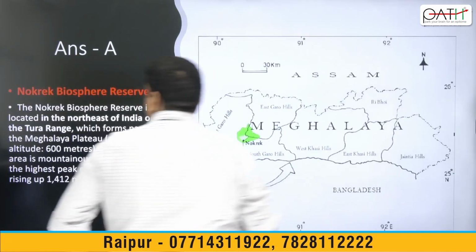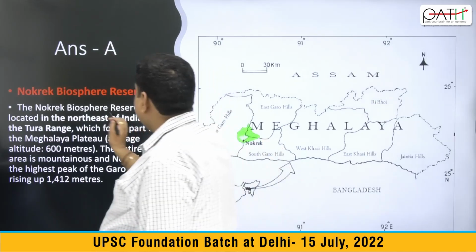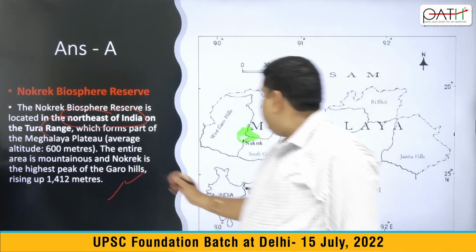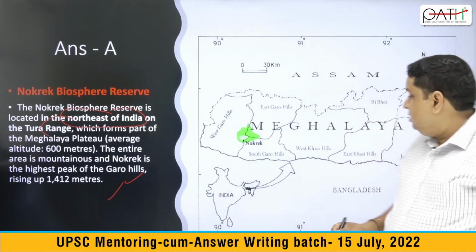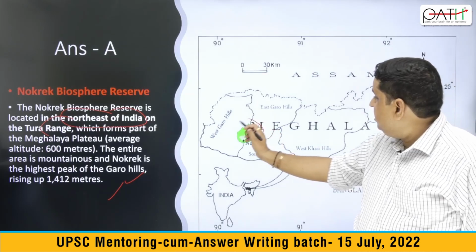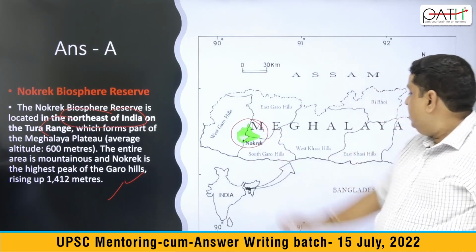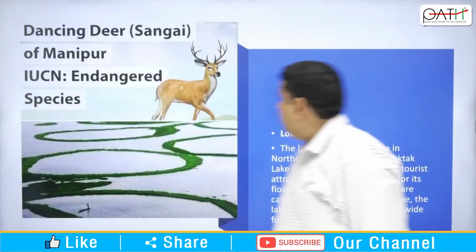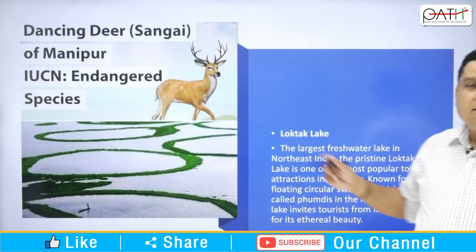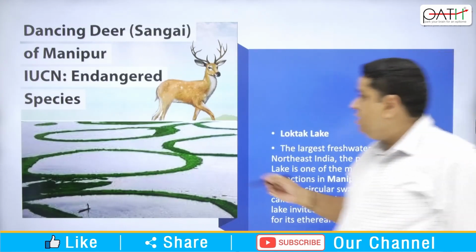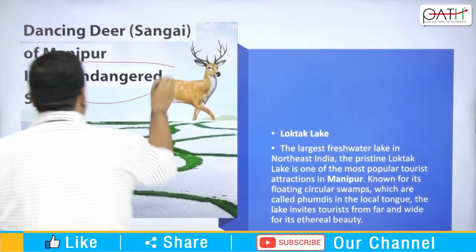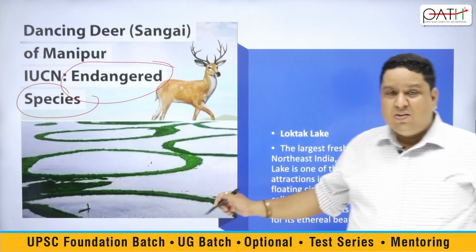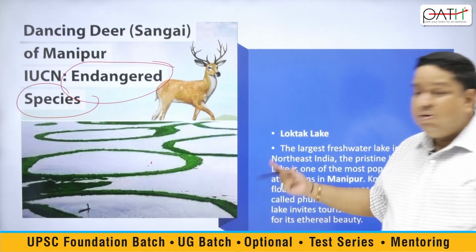Next, the Nokrek Biosphere Reserve. It is located in the northeast of India in the Tura range, and it is in this region in Meghalaya. Then comes the dancing deer, or the Sangai deer. It is an endangered species, and this is how you can see these Fumdis grasslands. These are floating grasslands, and they are known as Fumdis.